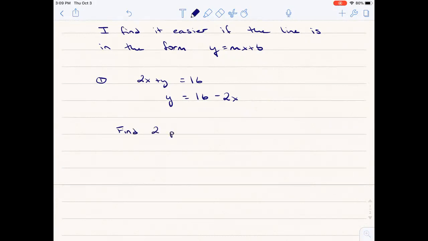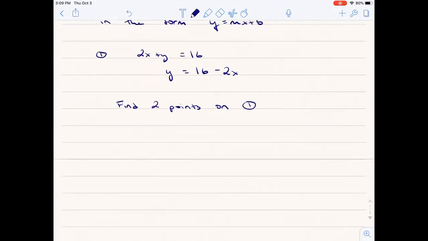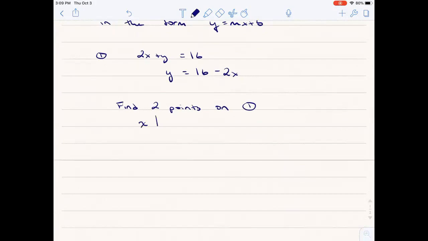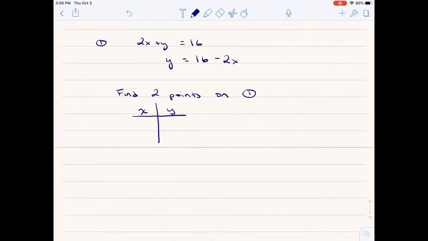Find 2 points on line 1. Do you remember how we did that? Typically, we can just set up kind of a table. We pick any value of x that we want to plug in there, and then we solve for the value of y, right? That tells us that those 2 points are on the line.